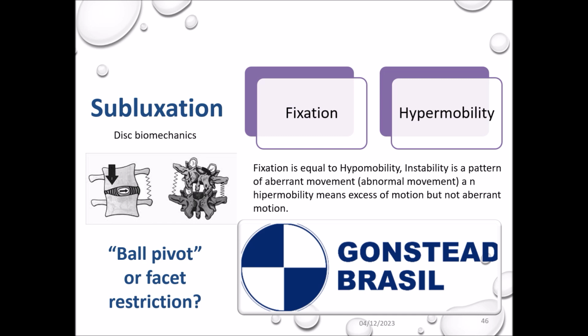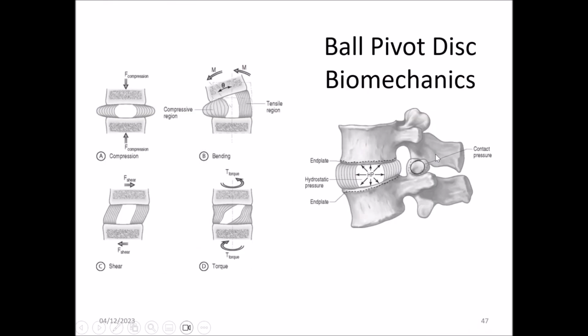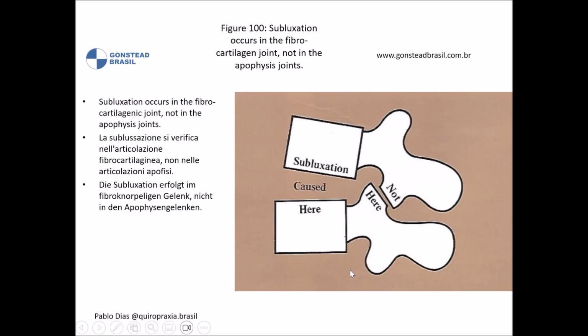You will only adjust a hypermobile vertebra if you don't get an outcome adjusting the fixation and there are still symptoms in the patient. That's what Gonstead considered, and he said it in his letters and writings. The special tenet of Gonstead biomechanics is the ball pivot instead of facet restrictions. We must focus on the ball pivot disc biomechanics, understanding that subluxations are caused by dysfunction of the disc and not of the facet.